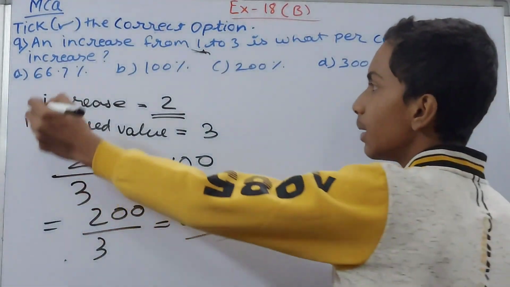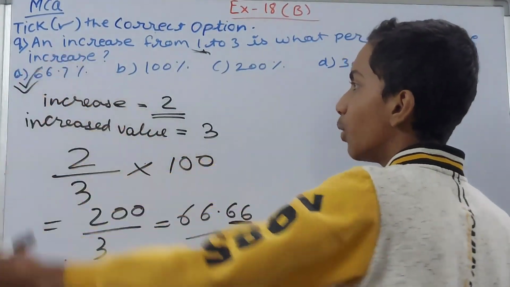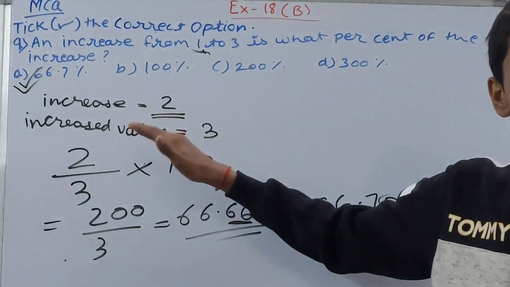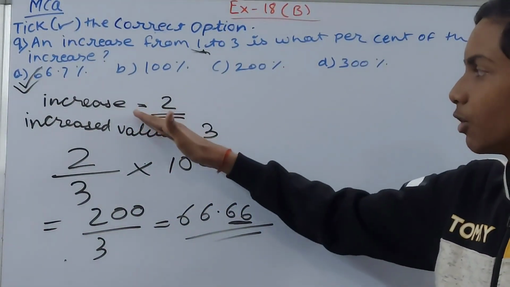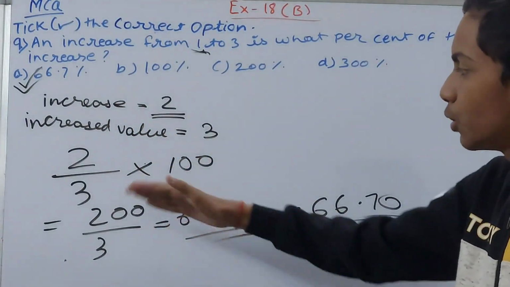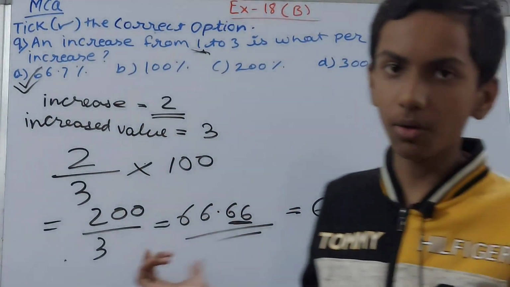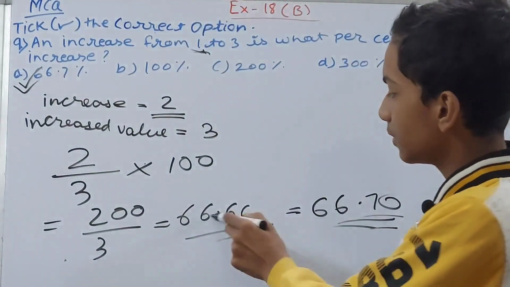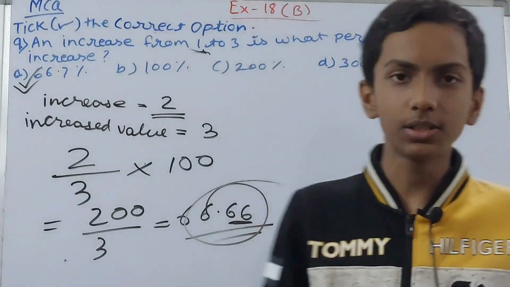So the answer becomes A, 66.7. The increase was 2 and we have to find what percent this increase is of the increased value. The increased value was 3, fine. So 2 upon 3 into 100, and then you solve it accordingly, okay? And don't forget to round this off, because that will give you the correct answer, fine.